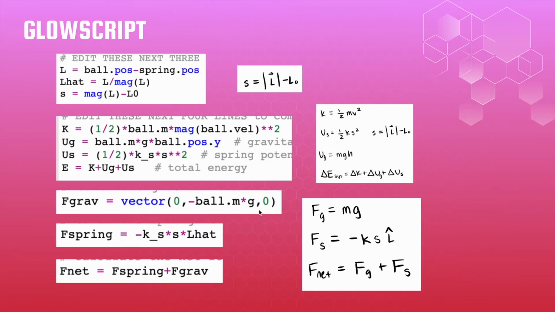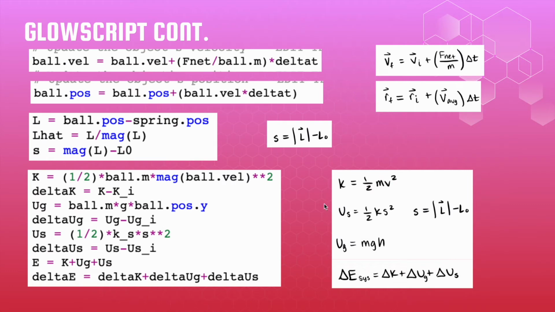Here are the GlowScript equations. So these equations were all mentioned before, and they were inputted into GlowScript as follows. Same for all of these equations. So velocity update, position update, spring, and all the energies were once again used for this part.